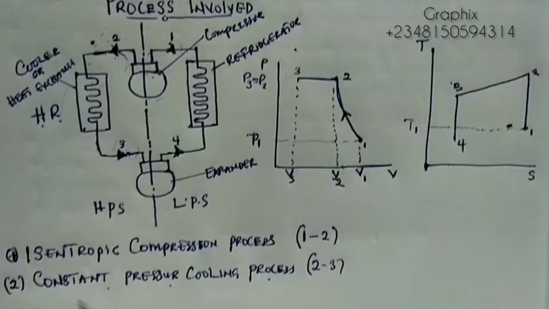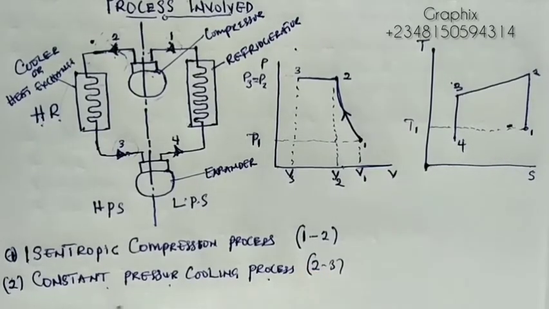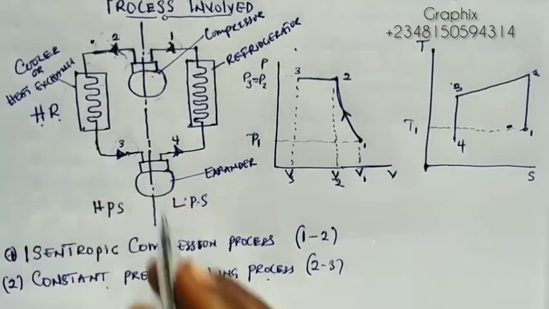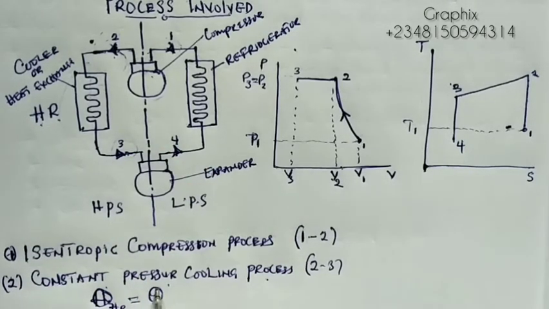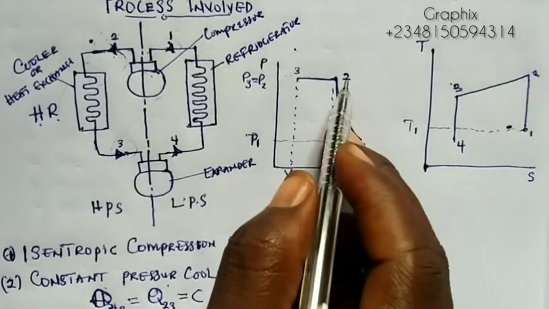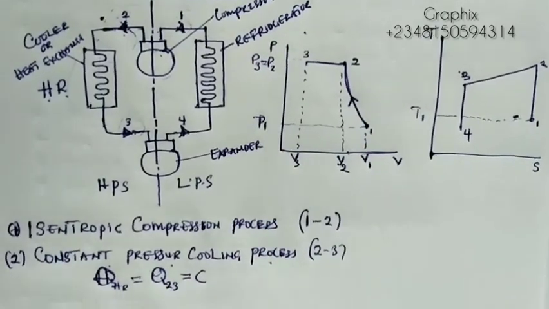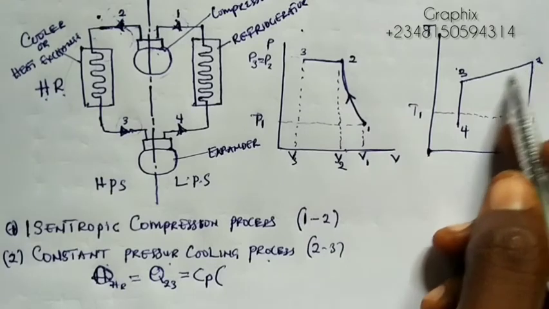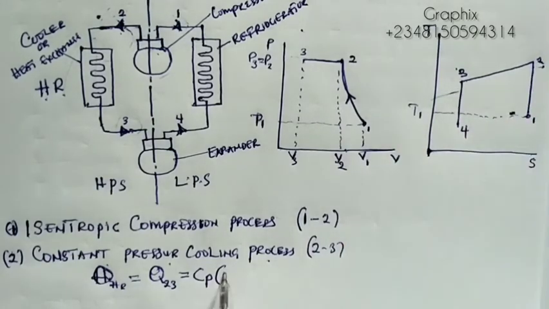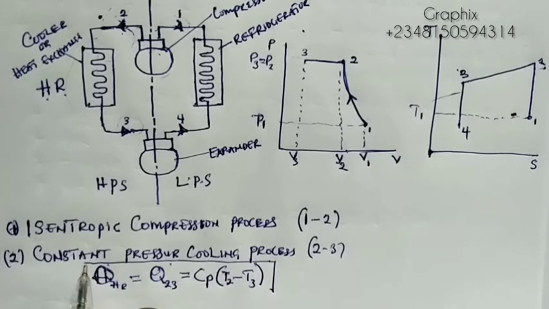to V3. At process 2, which is the constant pressure cooling process, there is heat rejection. So our heat rejection, QHR, occurs between state 2 and 3, Q23, at constant pressure, so CP. The temperature is reduced, so T2 is higher than T3, giving T2 minus T3. At constant pressure, we have this.